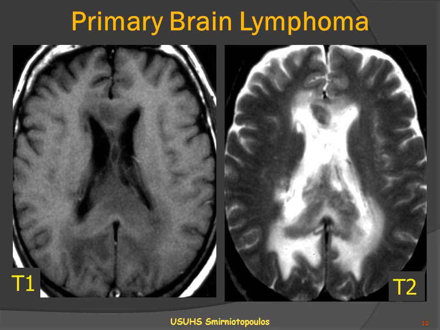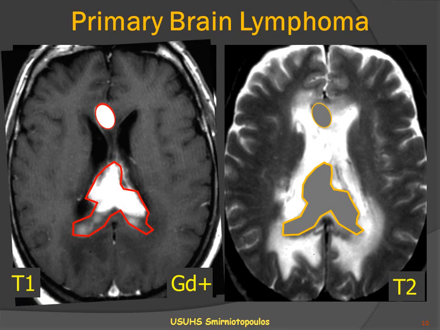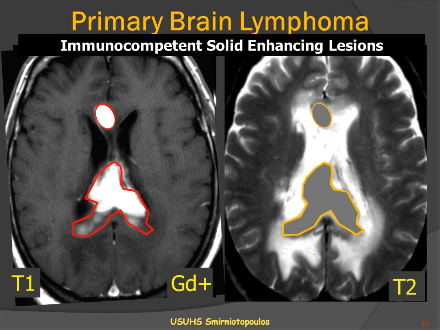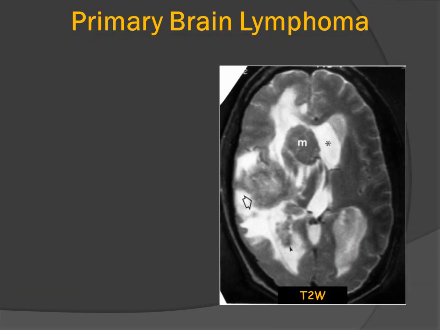Here's another example of primary CNS lymphoma in an immunocompetent patient. We can see that the lesion on the T2 weighted image is remarkably darker than CSF in the ventricles and darker than the perilesional vasogenic edema. We can also see that the same areas show contrast enhancement once gadolinium is given on the T1 weighted images. So this was an immunocompetent patient who has solid enhancing lesions of primary CNS lymphoma.